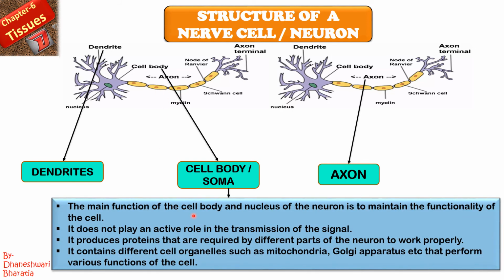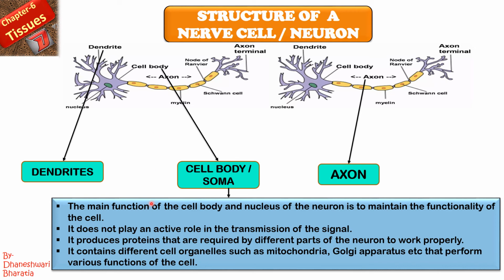Now in the cell body, what happens? The main function of the cell body and nucleus is to maintain the functionality of the cell. It does not play any role in the transmission of the signal. Whatever signal is passed through, no function is done by the cell body because it is not its function. The signals are received by the dendrite. These dendrites will convert those signals into electrical impulses. Impulses will simply pass through the cell body. No other function will be done by the cell body.